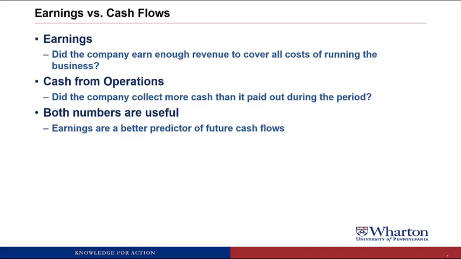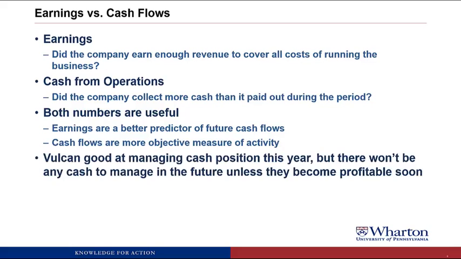So earnings are a much better predictor of future cash flows than past cash flows. But to get that better prediction, we allow managers to make all these estimates. We give them all this discretion. And that's where cash flows comes in, because cash flows are often a more objective measure of what actually happened during the period. But the bottom line is that Vulcan is really good at managing its cash position this year.